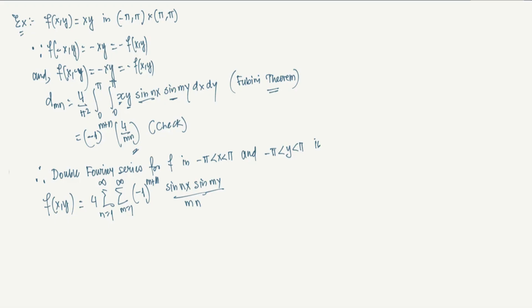Clear? So although I will put it in an assignment, just for the sake of an exercise, what I want you to do is try and find the double Fourier series of f(x, y) equals minus xy in minus pi to pi. Do it and then see what happens. Okay, there is a small mistake here. I should write minus pi. So this is the problem I want you to do as an exercise. Find the double Fourier series, and with this I am going to end this video. Thank you so much.